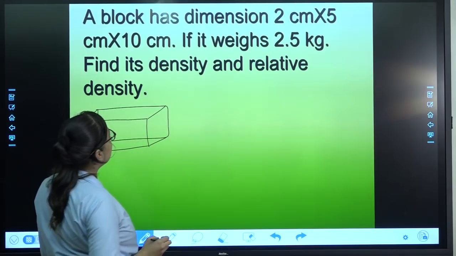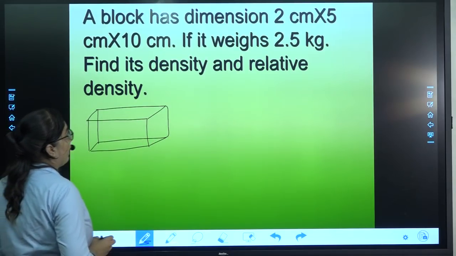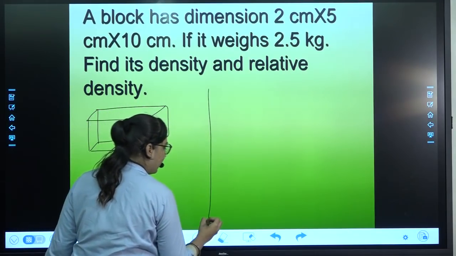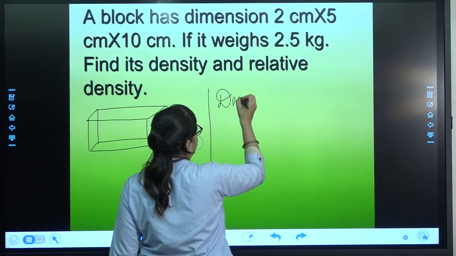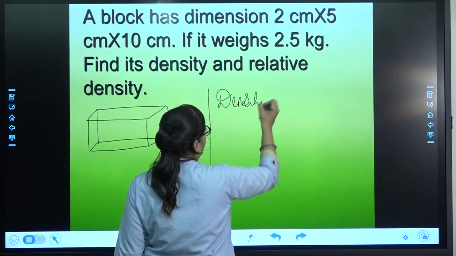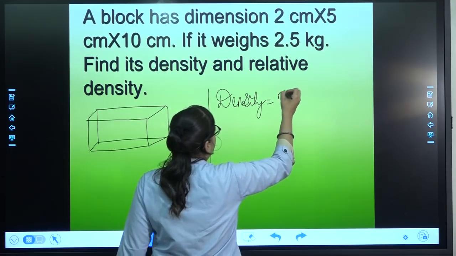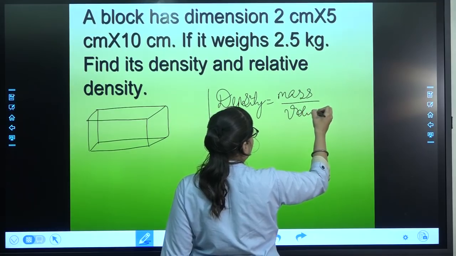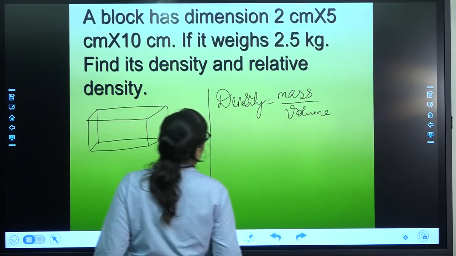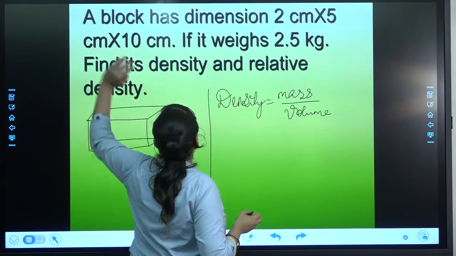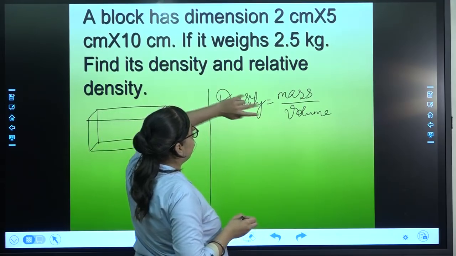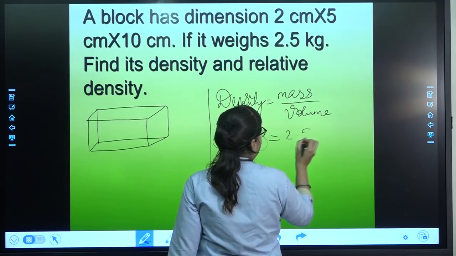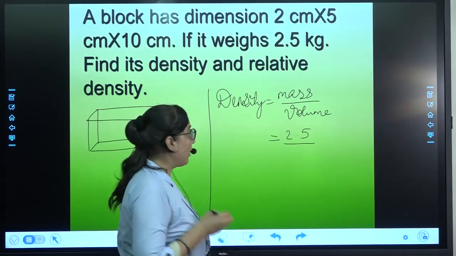Alright, as 2 into 5 into 10. If its weight is 2.5, find its density. What is the formula for density? We know that density is equal to mass upon volume. So, for calculating the density, what are we having over here? We are having weight, and that is in SI unit. Alright, we kept it over here.